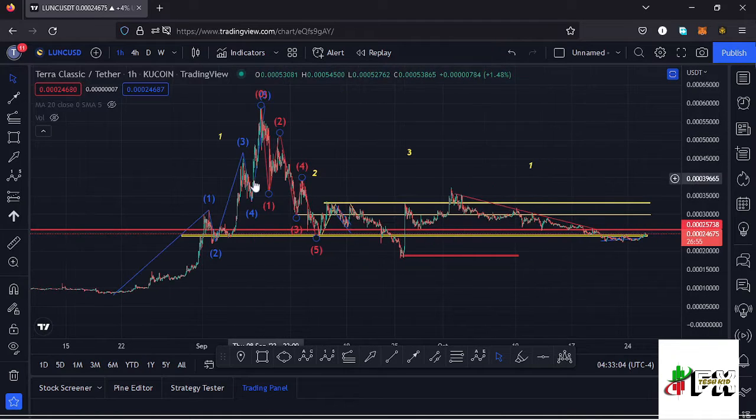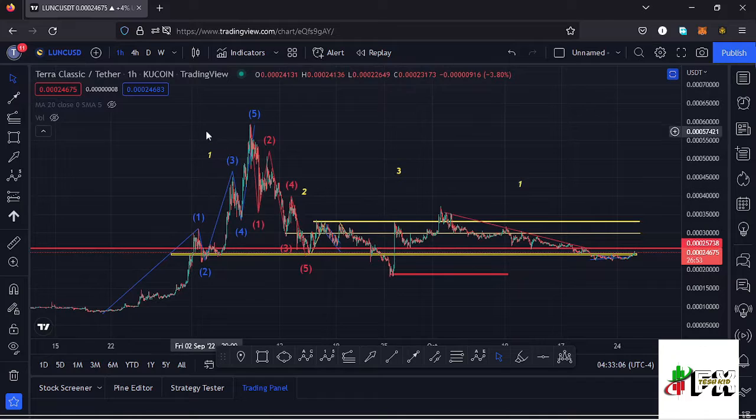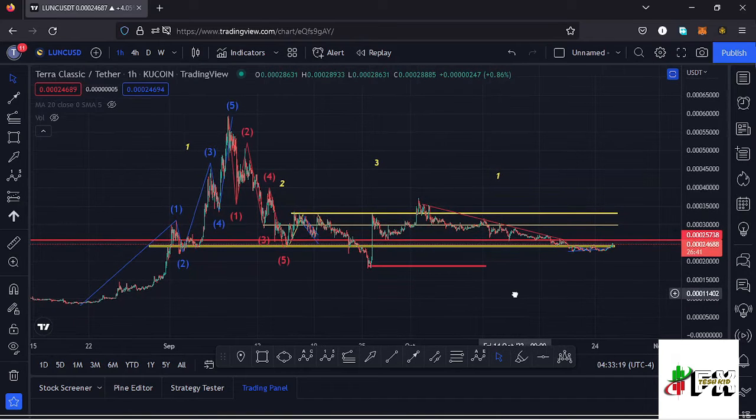And what we expect after seeing the formation of a higher Elliot wave count 1 is the formation of a higher Elliot wave count 2, and I believe that is the movement that we are seeing right here, making our low for that second wave at around the $0.00018 mark.